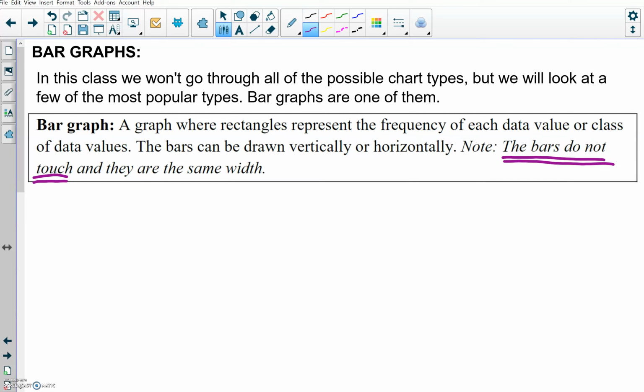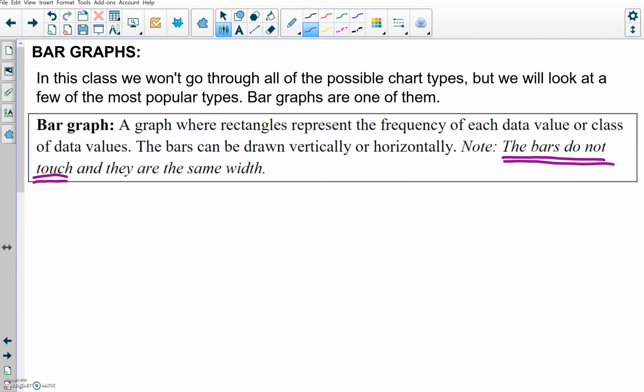Humans are funny sometimes, because when you look at pictures, if you saw a bar that was a lot wider than the others, it might make you think that that one has more in it. And technically with bar graphs, the only thing that really matters is the height of the bar when you're drawing them vertically. So making them wider, narrower, it doesn't mean anything. But when people look at it, they're going to be misled into thinking that the different size bars mean something. So that's why they do them all the same width.